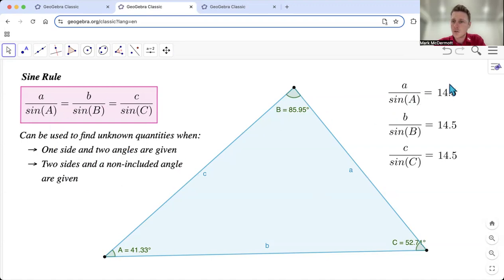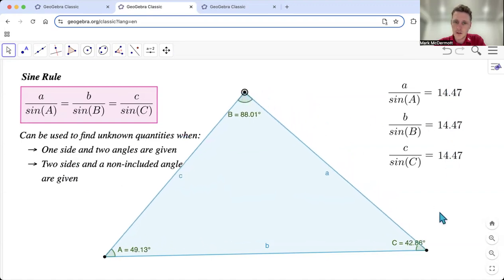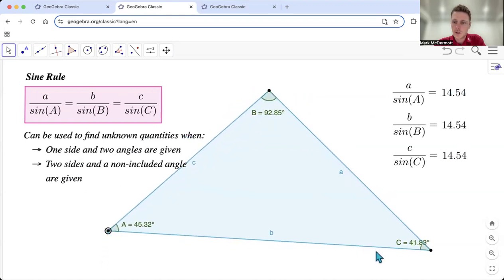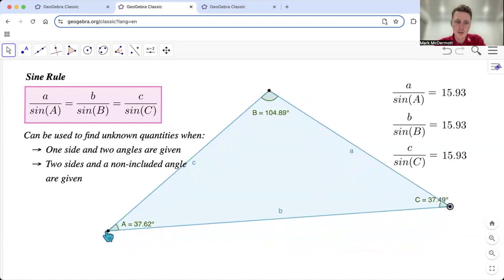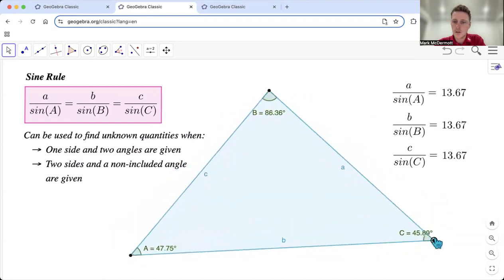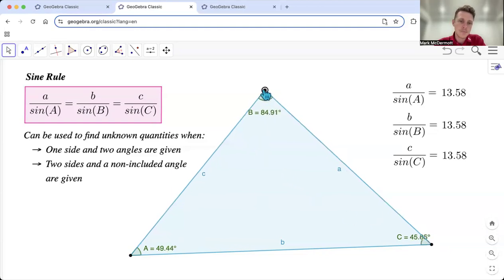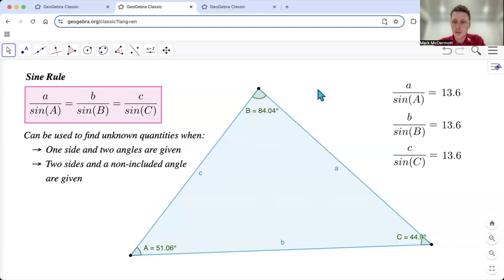As you can see here, the ratio always stays the same. As I said, a little demonstration: if we move things around, you can see that the ratio is maintained. No matter how I make my triangle, the ratio of this side length to this angle is the same as the ratio of this side length to that angle. Which is pretty interesting, I think. So obviously an important rule that you need to be aware of because it has a whole bunch of applications in trigonometry.